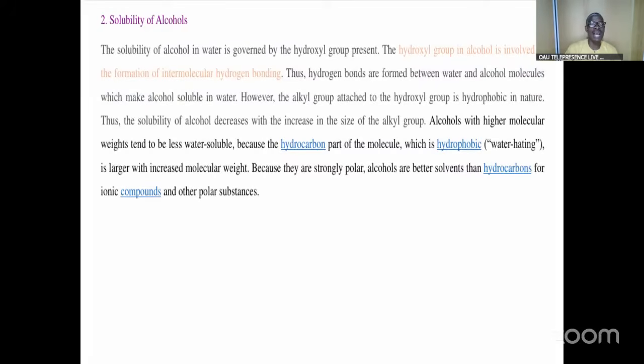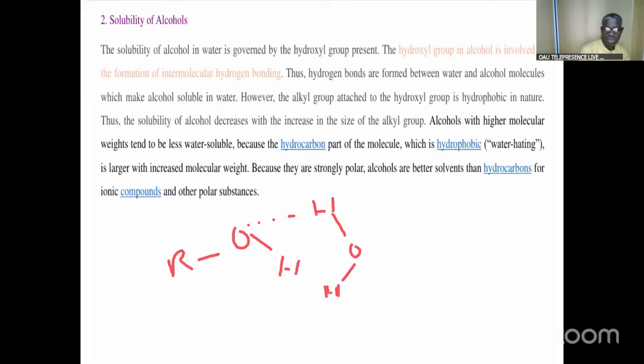So the solubility of alcohol in water is governed by the hydroxy group present. The hydroxy group in alcohol is involved in the formation of intermolecular hydrogen bonding. Thus, hydrogen bonds are formed between water and alcohol molecules. I said it the other time. Look at it. This is alcohol forming a bond with the hydrogen of water. So you can see the hydrogen bonding, and this makes alcohol very soluble in water. Thus, hydrogen bonds are formed between water and alcohol molecules, which make alcohol soluble in water.